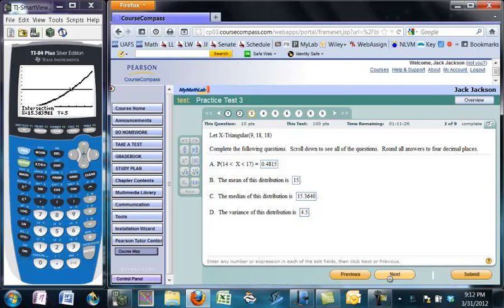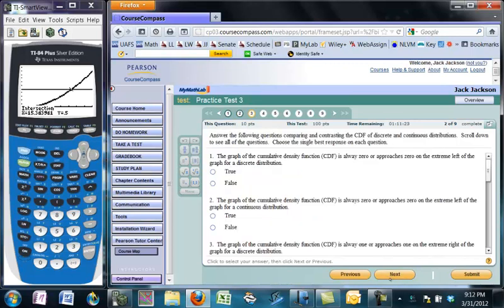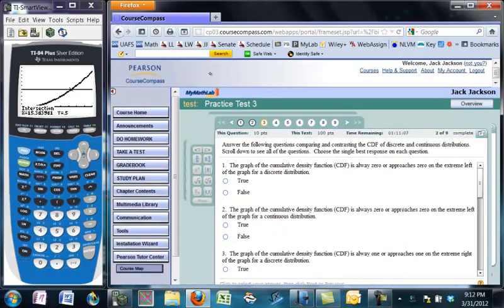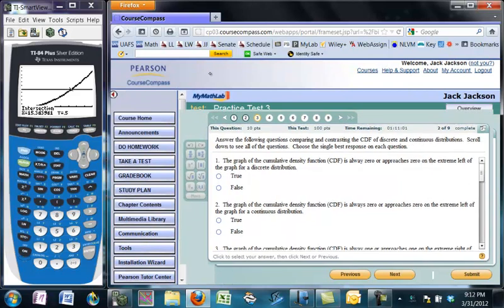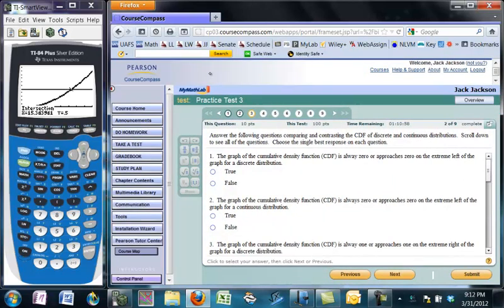So the next question. Alright, so now we just have some concept questions here. Answer the following questions, comparing and contrasting the CDF of discrete and continuous distributions. Scroll down to see all the questions. Choose the single best response for each question. Okay, I can make some of the text not bigger, but not the part that matters. Alright, so let's just keep reading here. So notice these should be about the cumulative density function. There may be a similar question about the PDF. Alright, see what we got here.